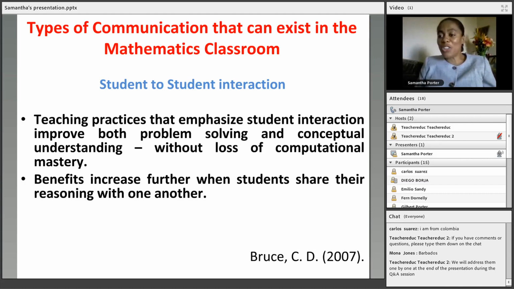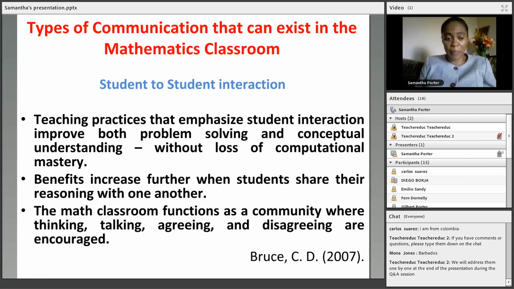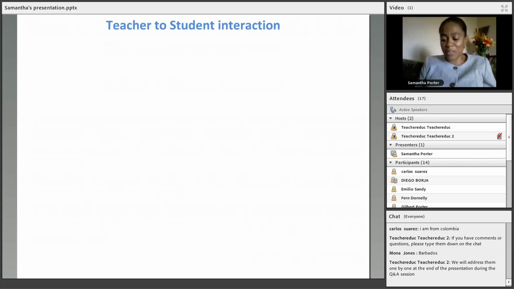We can learn from each other. Students come with different prior knowledge, and when students are given the opportunity to interact with each other, they are benefiting, they are learning from each other. No longer is the teacher seen as the only giver of knowledge. They can gain knowledge from each other. The maths classroom functions as a community where thinking, talking, agreeing, and disagreeing are encouraged. So learning is no longer my responsibility only. The responsibility is shared with all the students and teachers.